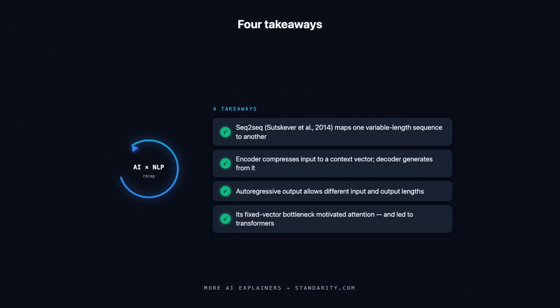Its famous weakness, cramming a long sentence into one fixed vector, is precisely what attention was built to solve, and that line led to transformers.